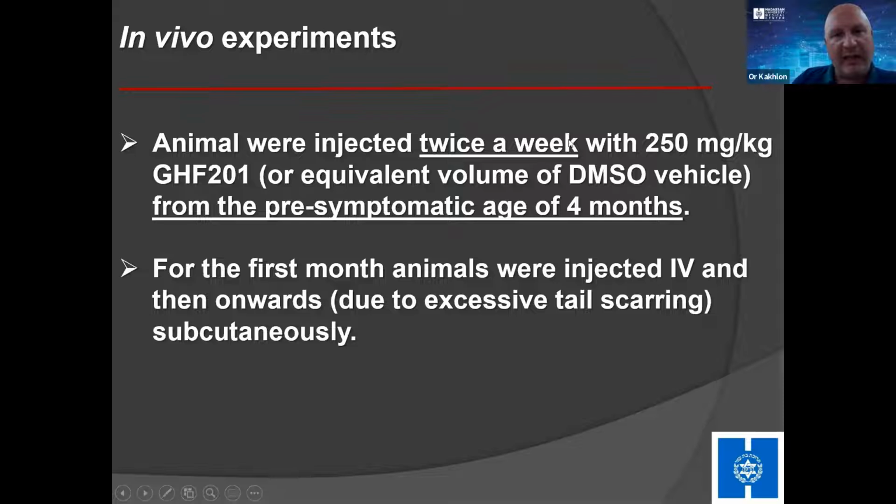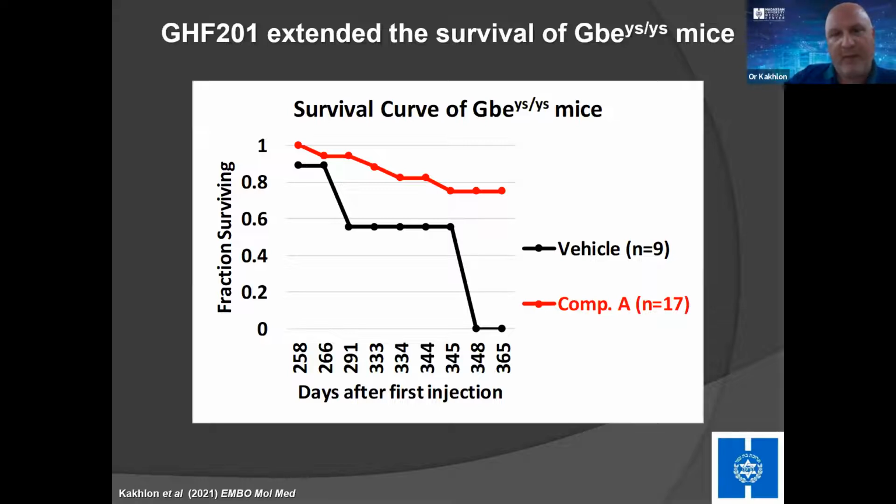And we injected the GHF201, the drug, twice a week in this concentration, 250 mg per kg, which was limited by the solubility of the compound and the amount of DMSO that we can inject to the animal. And we will later talk about the new mode of delivery that we use now. So the basic results were, number one, it increased considerably the survival of the animals, as you can see here.